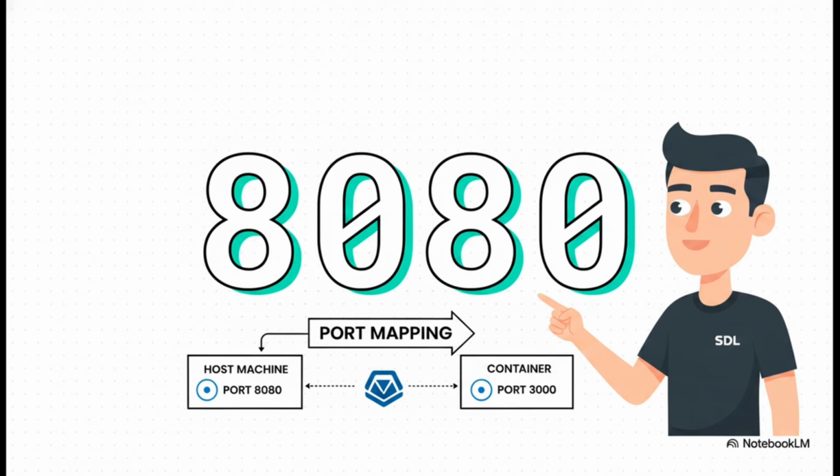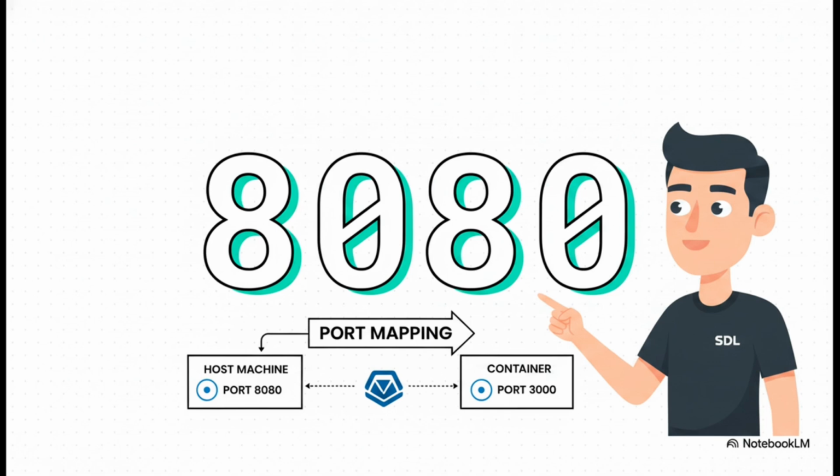But wait a second. Our application is now completely trapped inside an isolated container. How do we actually reach it from our web browser? For that, we use port mapping. Think of it kind of like a hotel switchboard. If you map 8080 to 3000, the port on the left, 8080, is the port on your host machine, the one you'd actually type into your browser. The right side, 3000, is the isolated internal port the container is listening on.